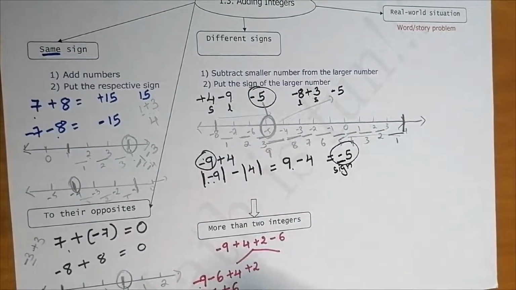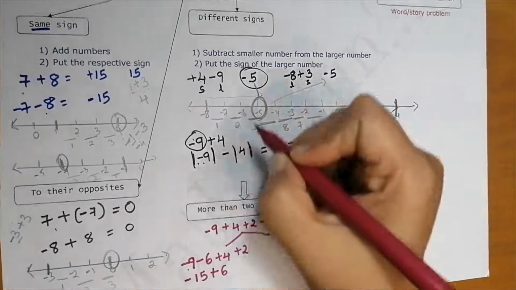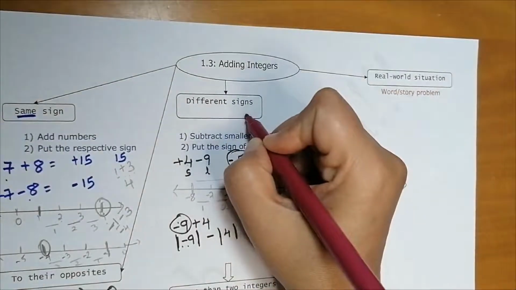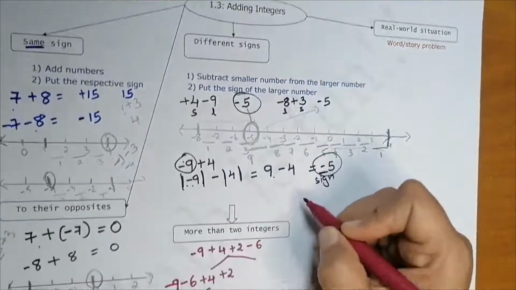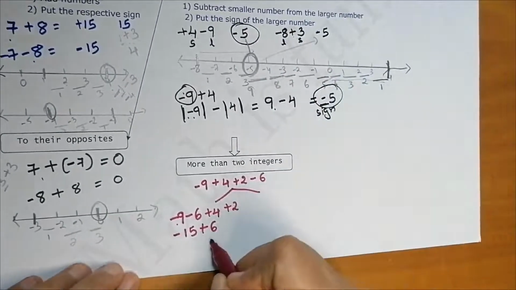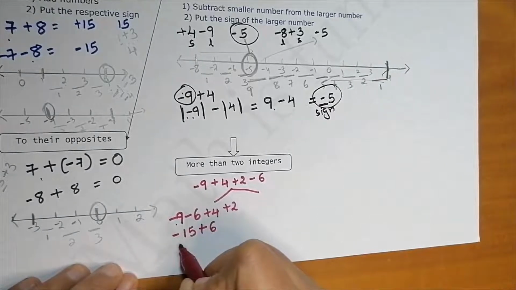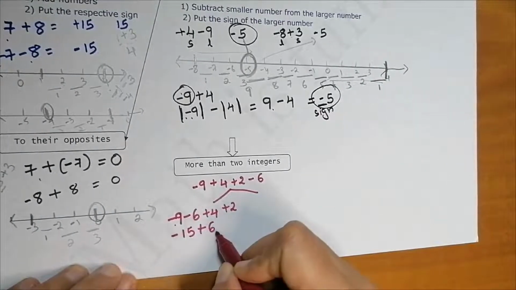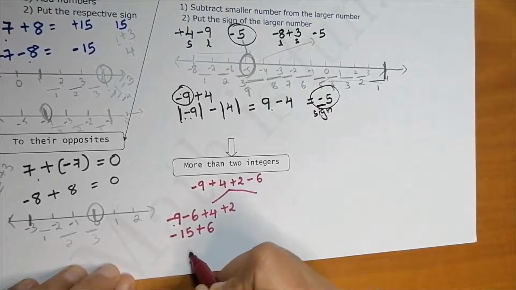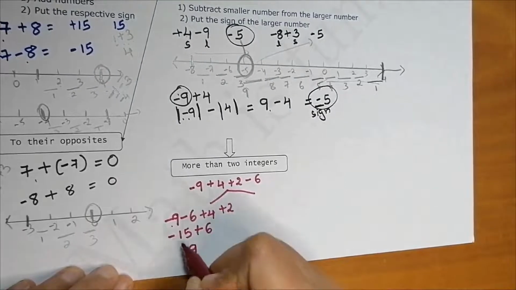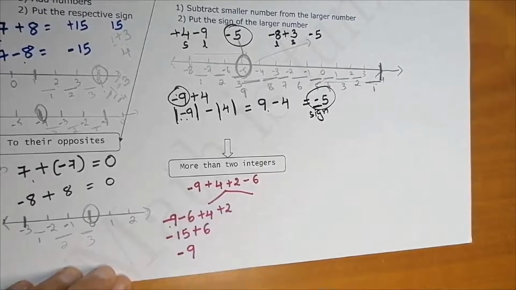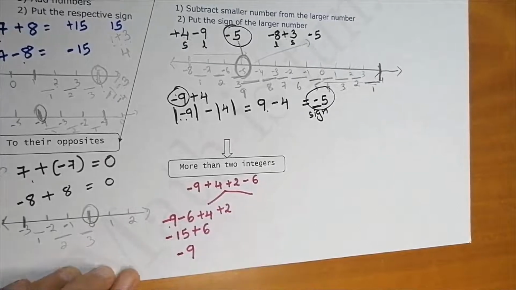Now this is minus 15 and 6, right? So we go to the different sign rule. So you subtract the smaller from the larger and put the sign of the larger, right? So the smaller number is 6 and the larger is 15. So we will do 15 minus 6, right? Which is 9. And we put the sign of the larger number, which is minus. So this is one way to solve it, right?